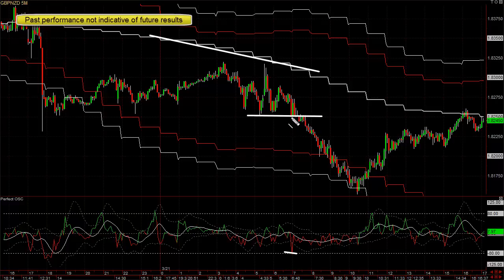I would take a smaller lot position right here because it's at an extreme, and as soon as it does fall, I'm going to put my stop right here. 5-6 pips, very tight.